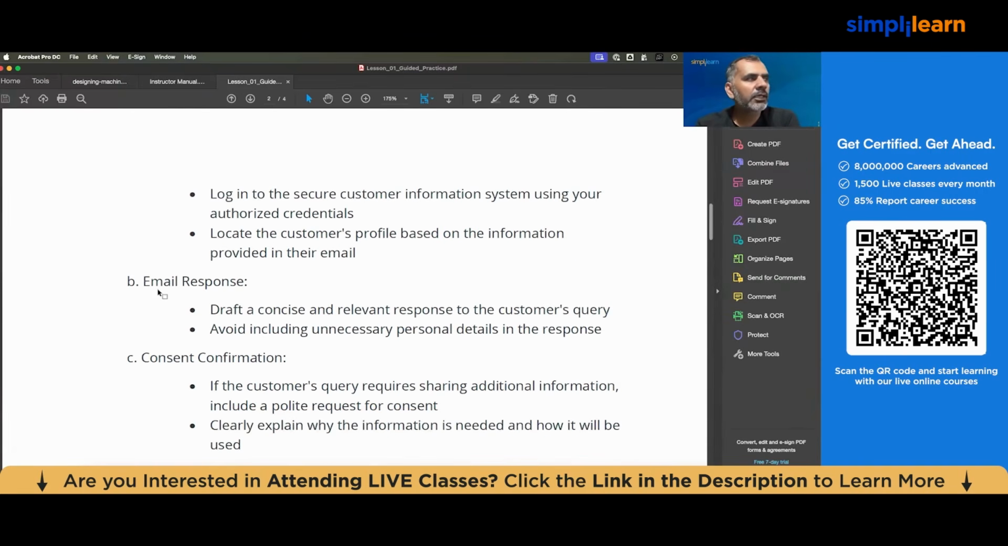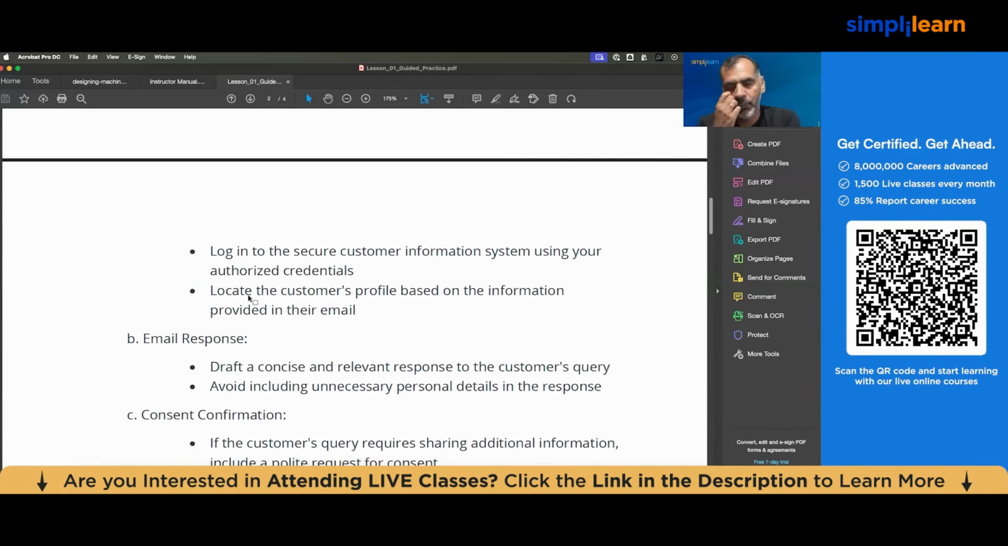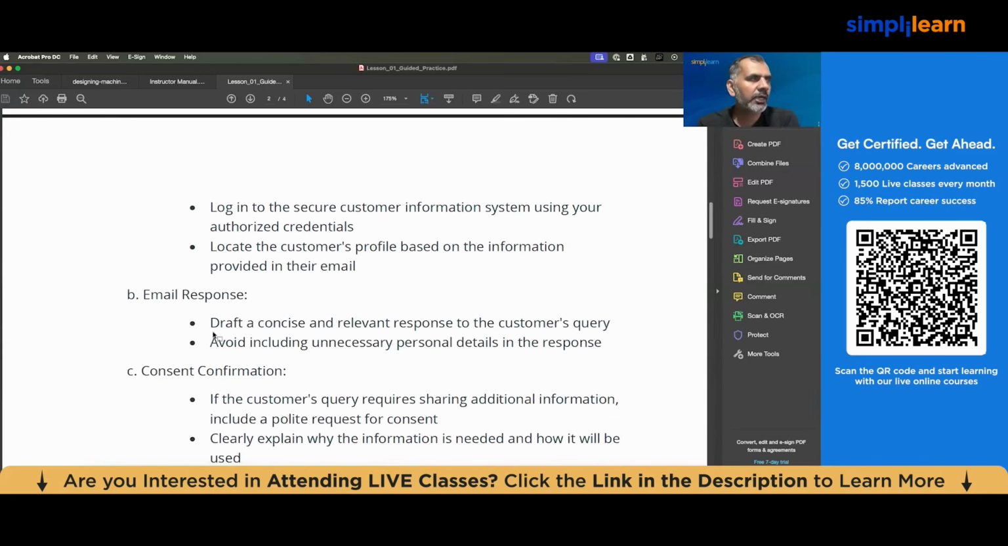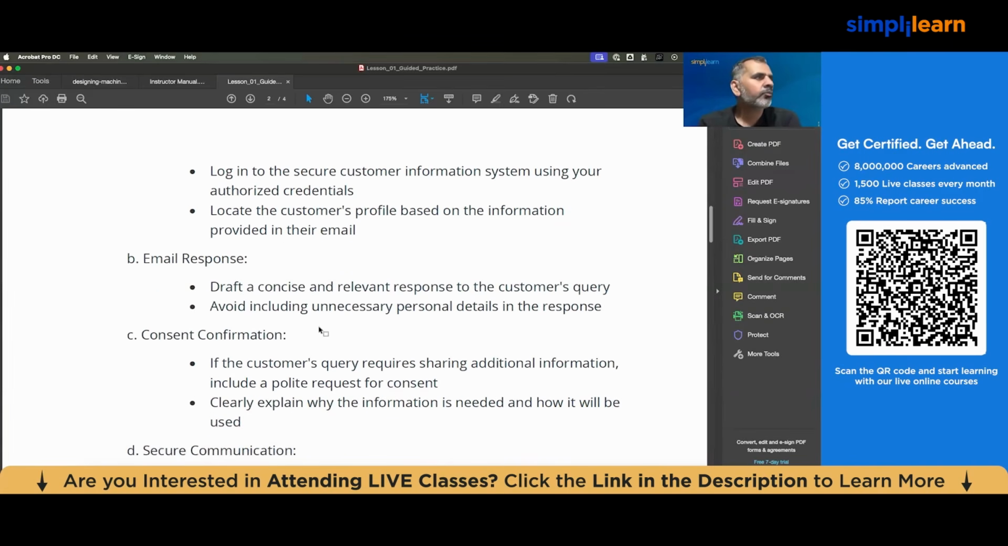Then you can draft an email. It's not that you can share this information on any platform. That particular platform should be secure. So you can draft a concise and relevant response to the customer query. Avoid including any unnecessary personal detail in the response. This is what we call the minimization principle. Only use the intended information. Do not add any kind of unnecessary information.